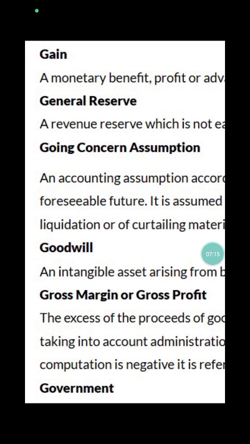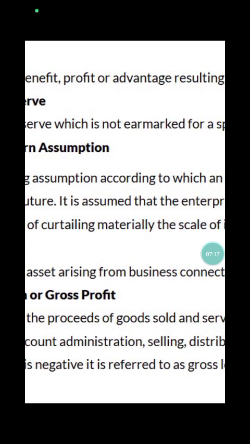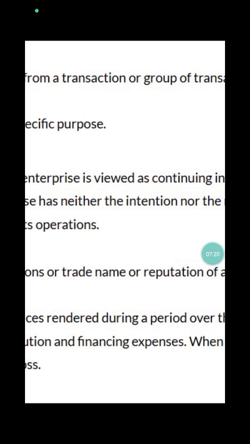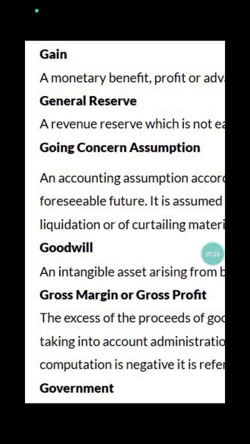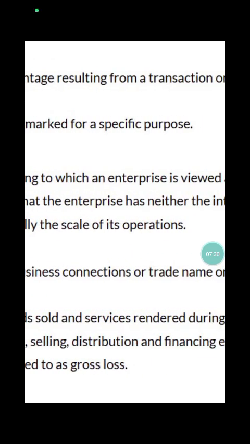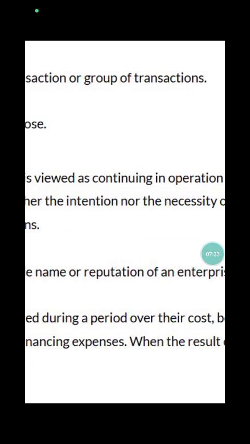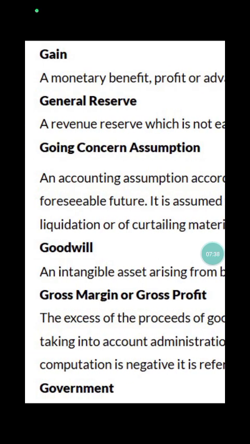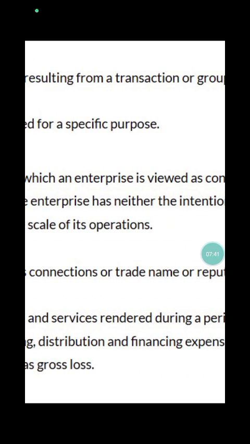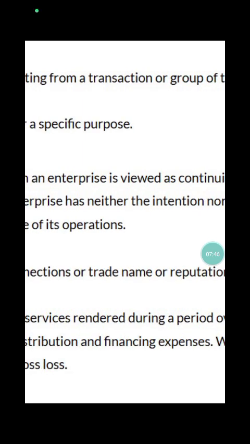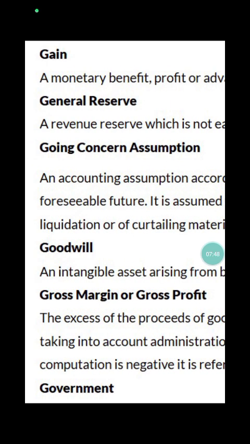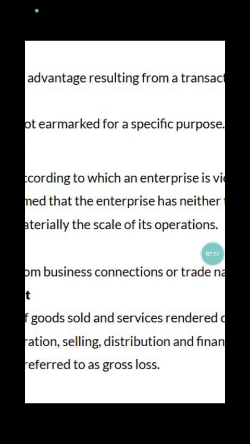the scale of operations. Goodwill: an intangible asset arising from business connections or trade name or reputation of an enterprise. Gross margin or gross profit: the excess of proceeds of goods sold and services rendered during a period over their cost before taking into account administrative, selling, distribution and financing expenses. When the result of this computation is negative, it is referred to as gross loss.